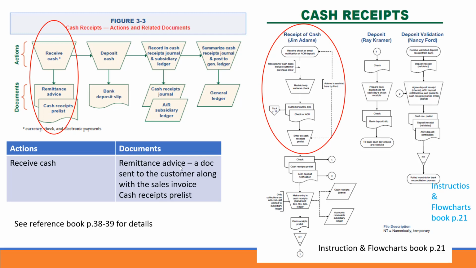The relevant document includes the remittance advice or cash received pre-list that the company has filled in previously. Remittance advice is a document sent to the customer along with the sales invoice to tell the customer how to make the payment for this sale. On the right is our Warren Sports company's cash receipt cycle. You can see that receiving cash is taken care of by Jim Adams. It starts with receiving checks or email notification of the bank deposit, the ACH deposit. That means we received the cash.